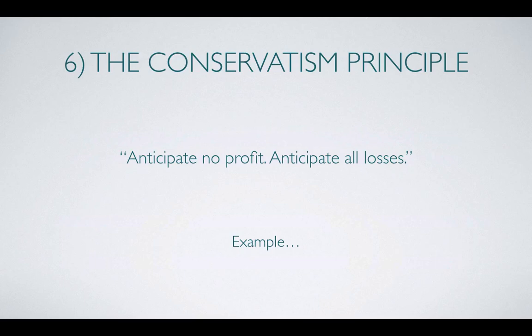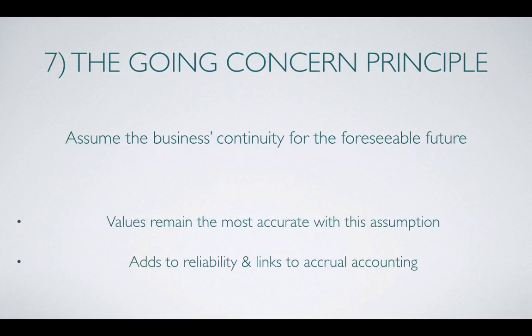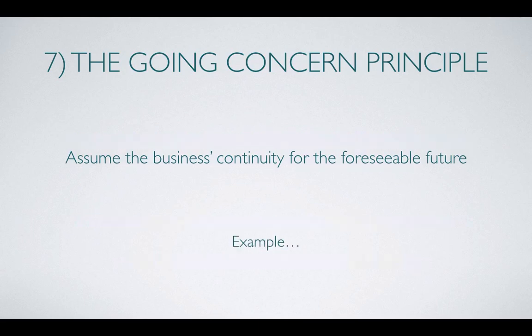That's the key phrase. All right, the final one. This is the going concern principle, and this is the idea that you assume the business has continuity for the foreseeable future. If you make that assumption, it adds to the reliability of the data. And by using the going concern principle, the values remain the most accurate with this assumption. The best way to explain this is with an example.